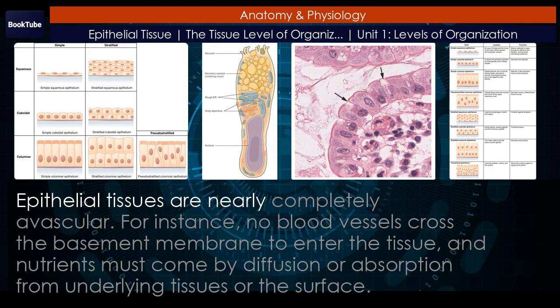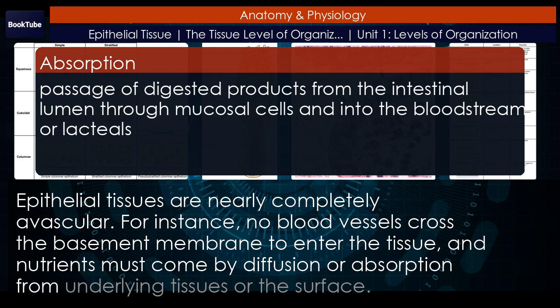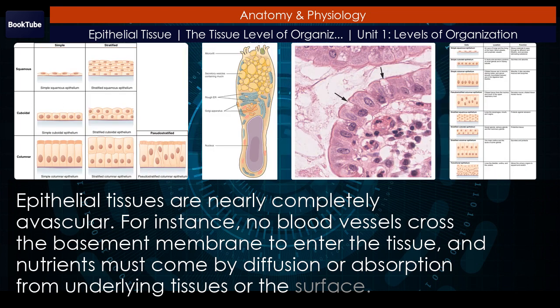Epithelial tissues are nearly completely avascular. For instance, no blood vessels cross the basement membrane to enter the tissue, and nutrients must come by diffusion or absorption from underlying tissues or the surface.